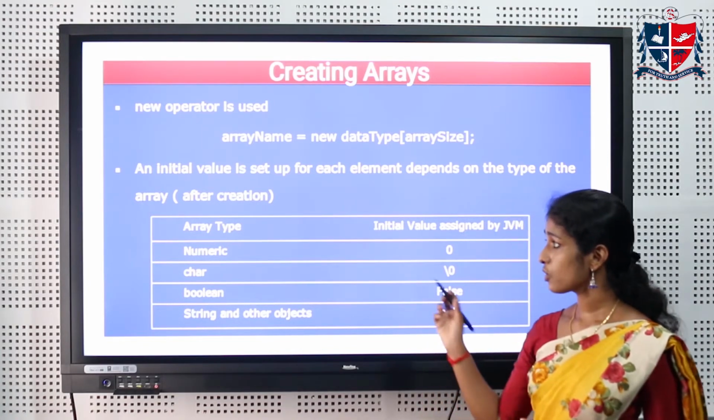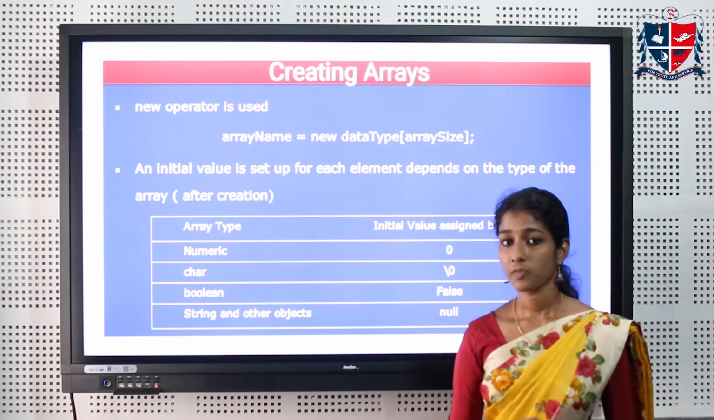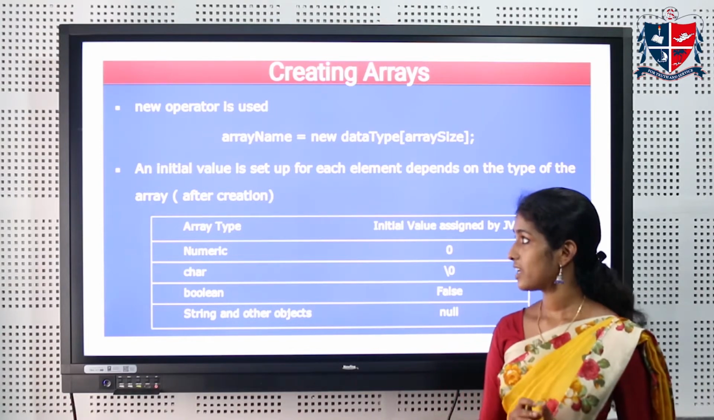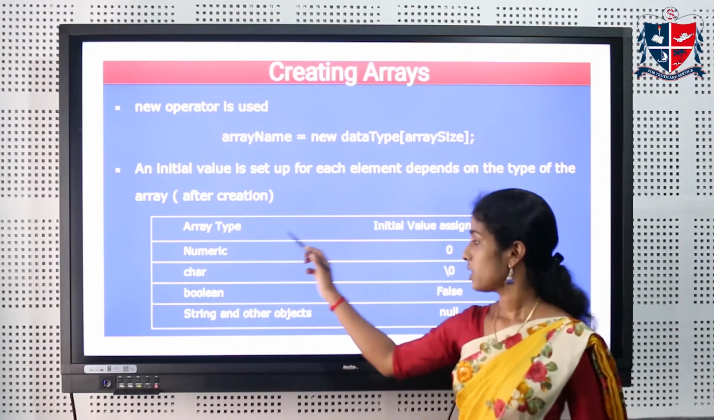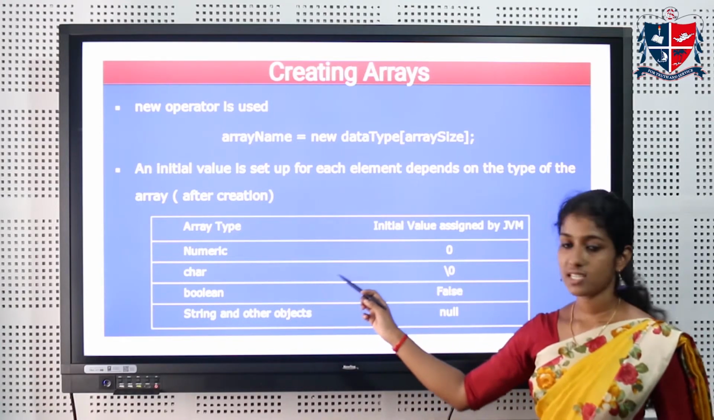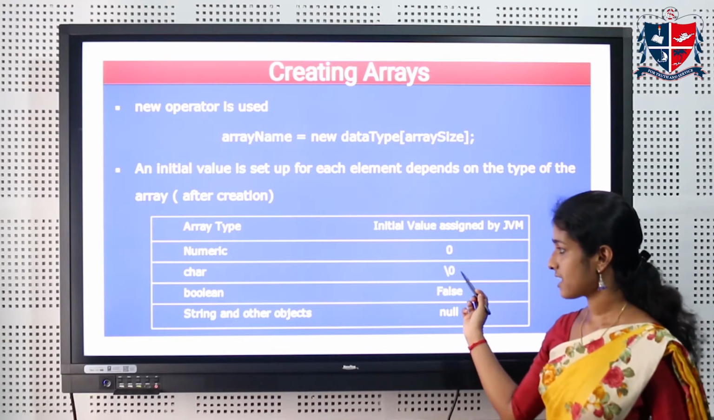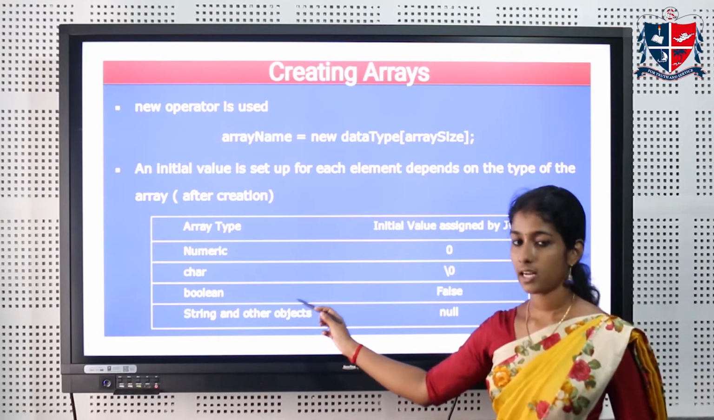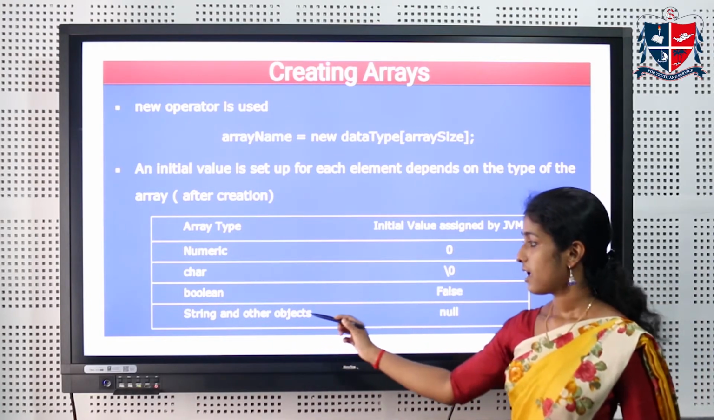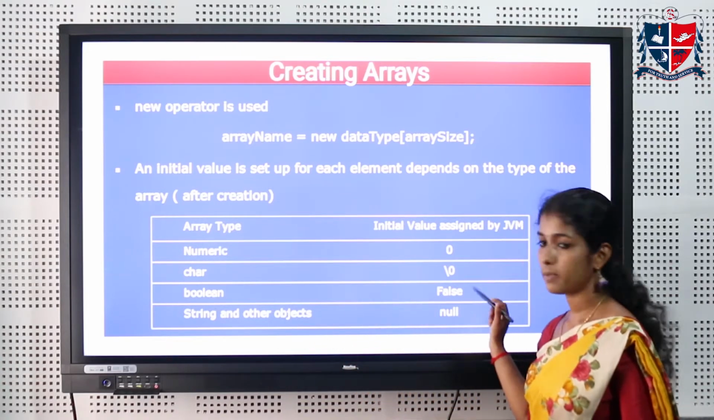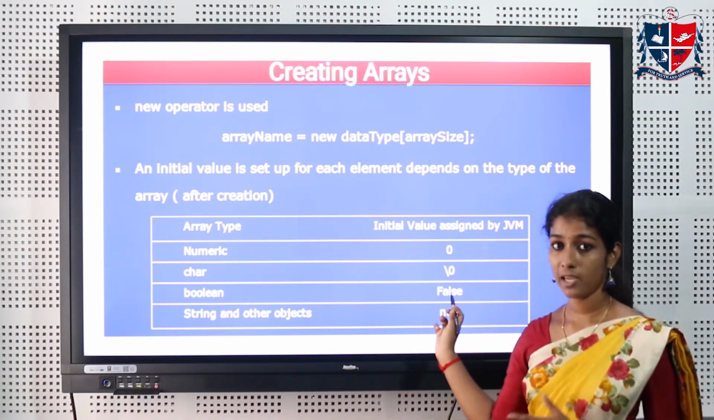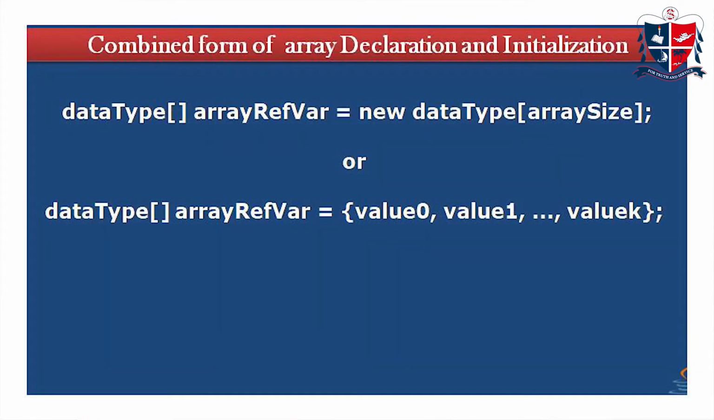Okay. So when we create an array, Java will give an initial value to the array. If it's a numeric array, the initial value will be 0. If it's a character array, the initial value will be \0. If it's a Boolean array, then the initial value will be false. And if it's a string or any other object, then the initial value will be null.